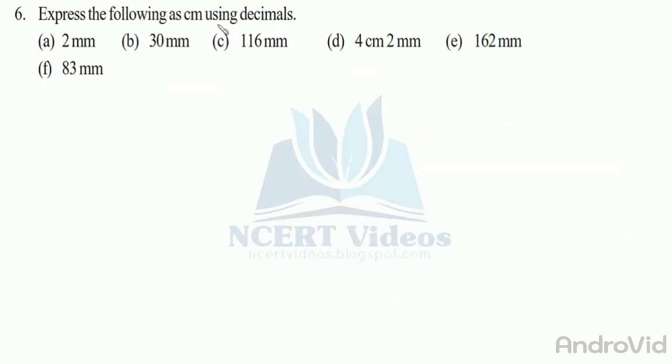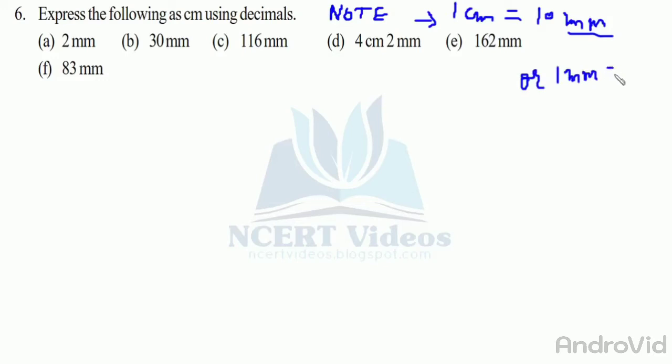Express the following as centimeters using decimals. So we'll have to convert them into centimeters. We have to note one thing. To convert all of these, we have to remember 1 centimeter equals 10 millimeters. That is a conversion factor. Or you can also write it in terms of centimeter: 1 mm would be equal to 1 over 10 centimeter. Unitary method. Taking 10 to the other side, it gets divided. So remember both these conversion factors.